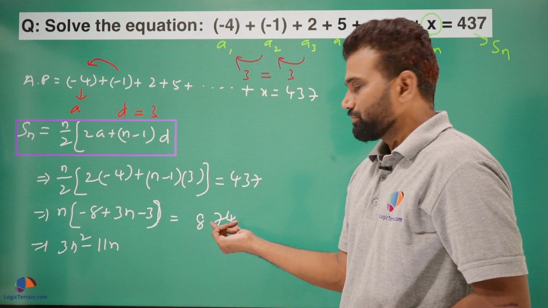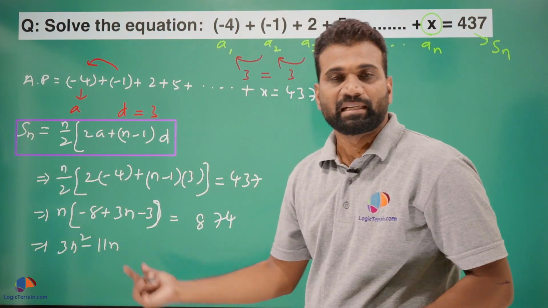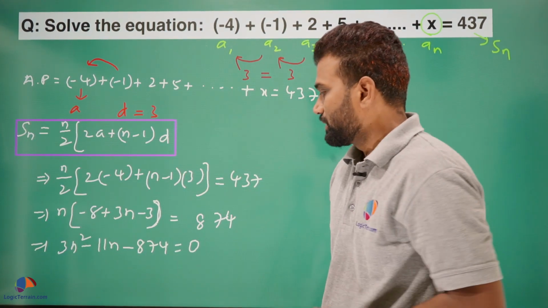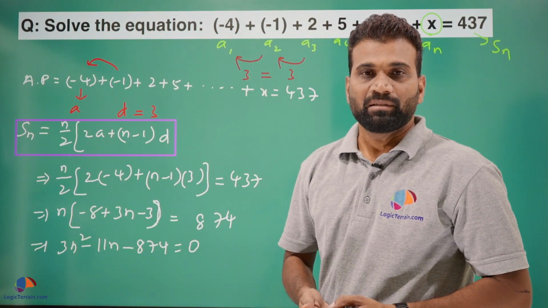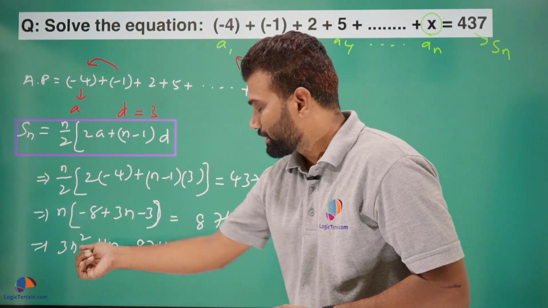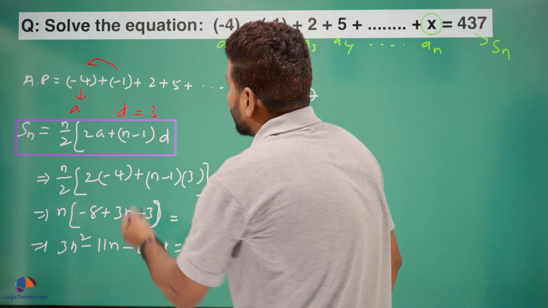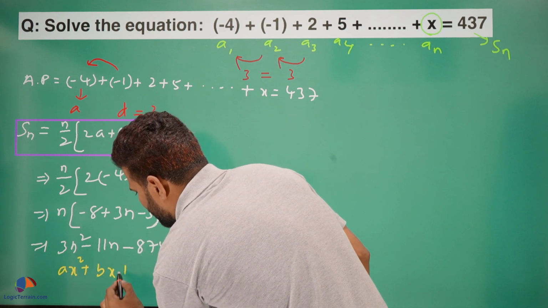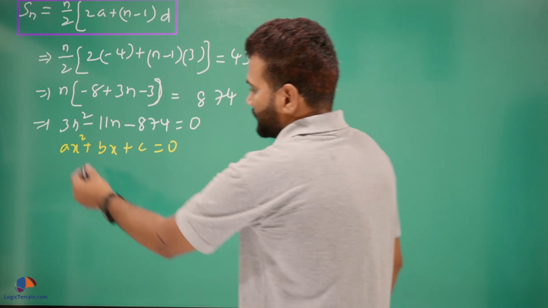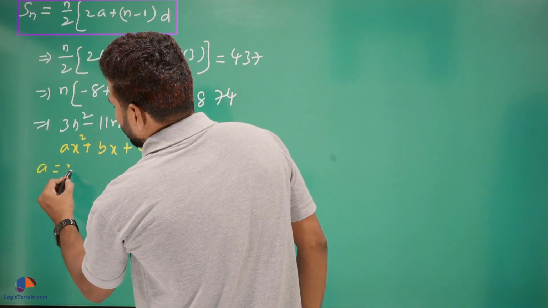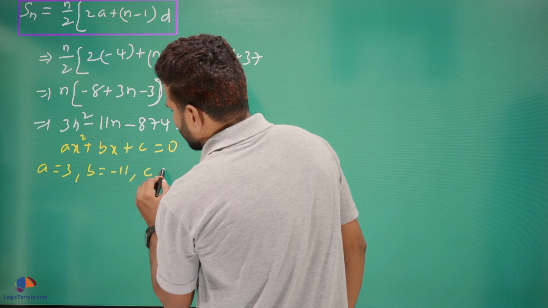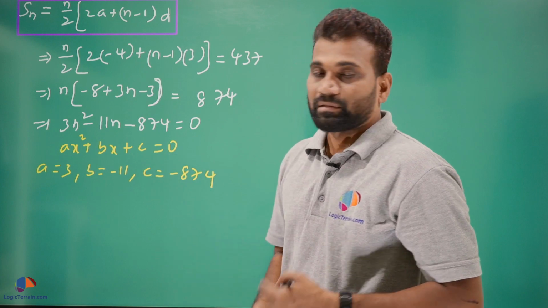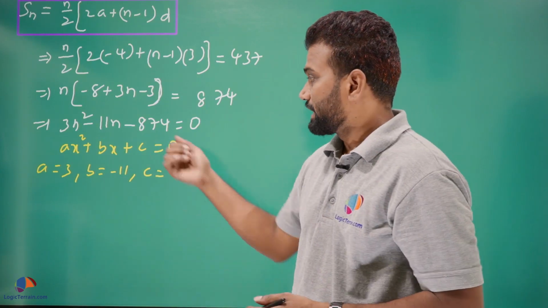Here 874 is positive, if we bring it to this side, it becomes negative. -874 is equal to 0. Now here we got a quadratic equation. Now we will simplify this quadratic equation to find n. So let us compare this quadratic equation with its general form, that is ax square plus bx plus c is equal to 0. Here we got a is equal to 3, b is equal to -11, c is equal to -874. So we will find the roots of this quadratic equation, in other words the solutions of this quadratic equation, by means of the quadratic formula.